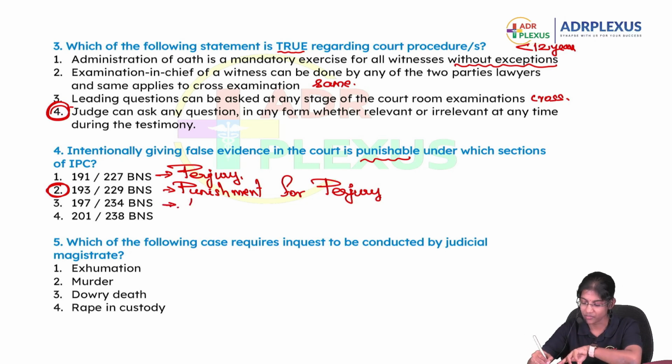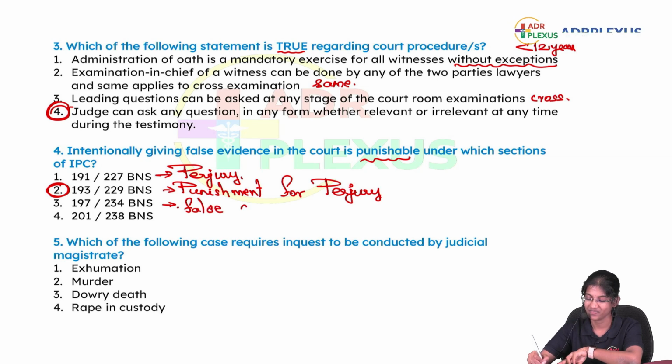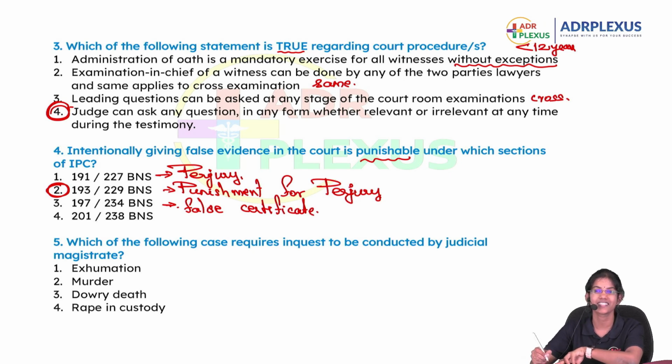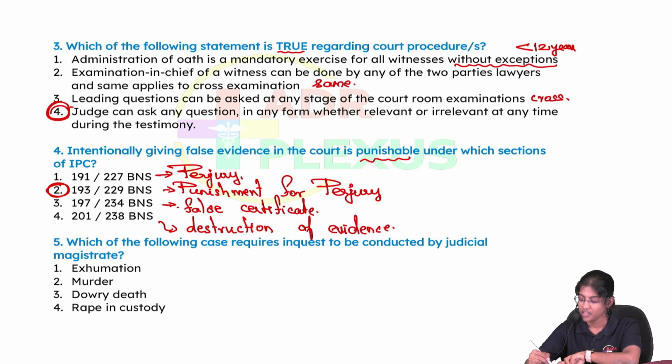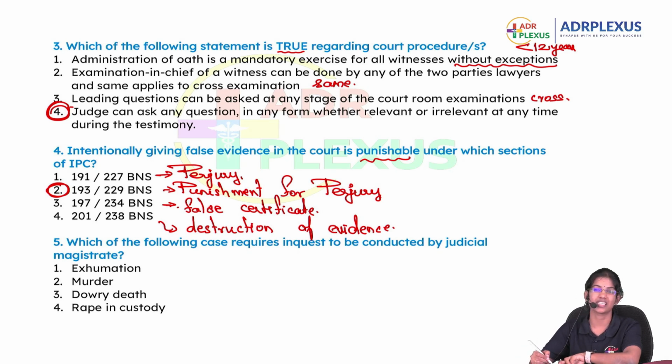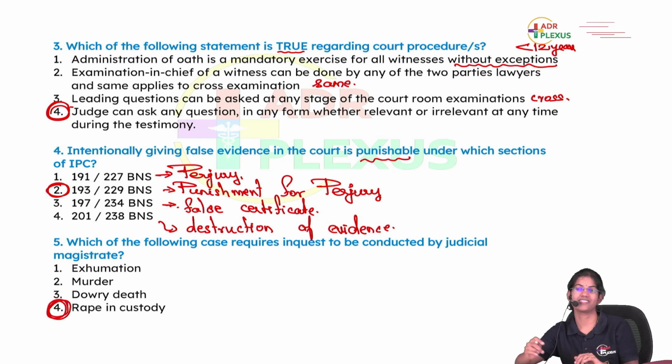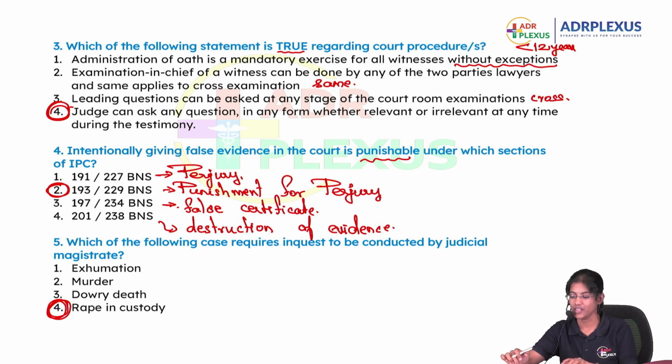197 is for false certificate. Very good. Faster. And the last, 201 or 238. What is 238 for? Yes, destruction of evidence. Which of the following cases will have the inquest done by a judicial magistrate? Fourth, rape in custody. Very good. Rape in custody will be the judicial magistrate.